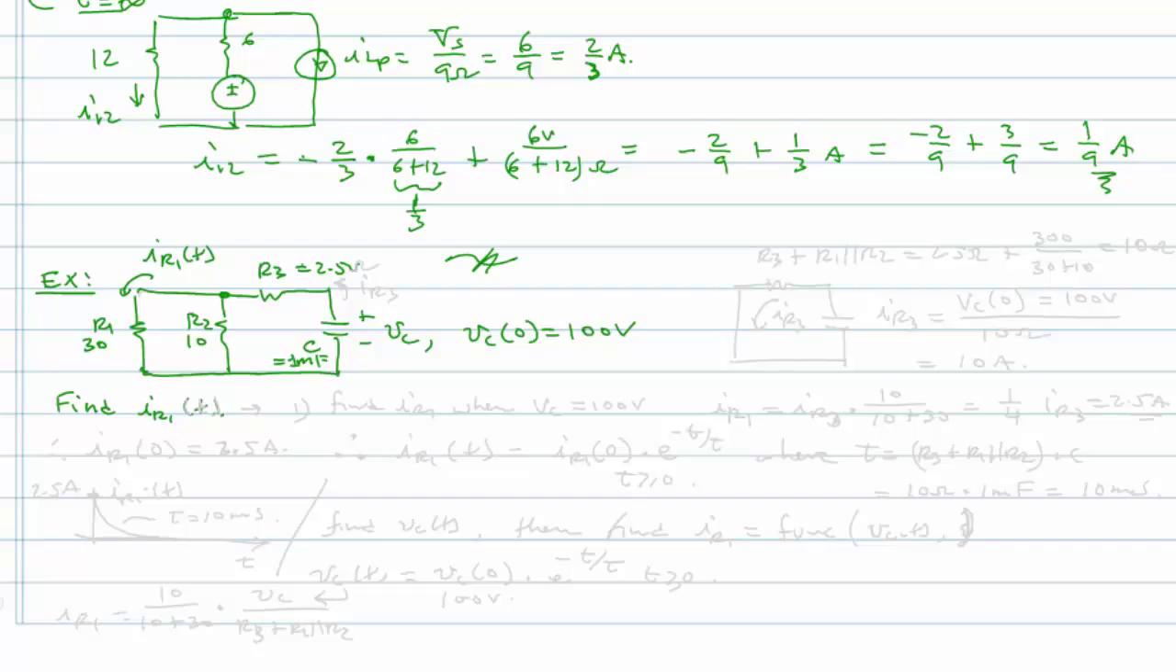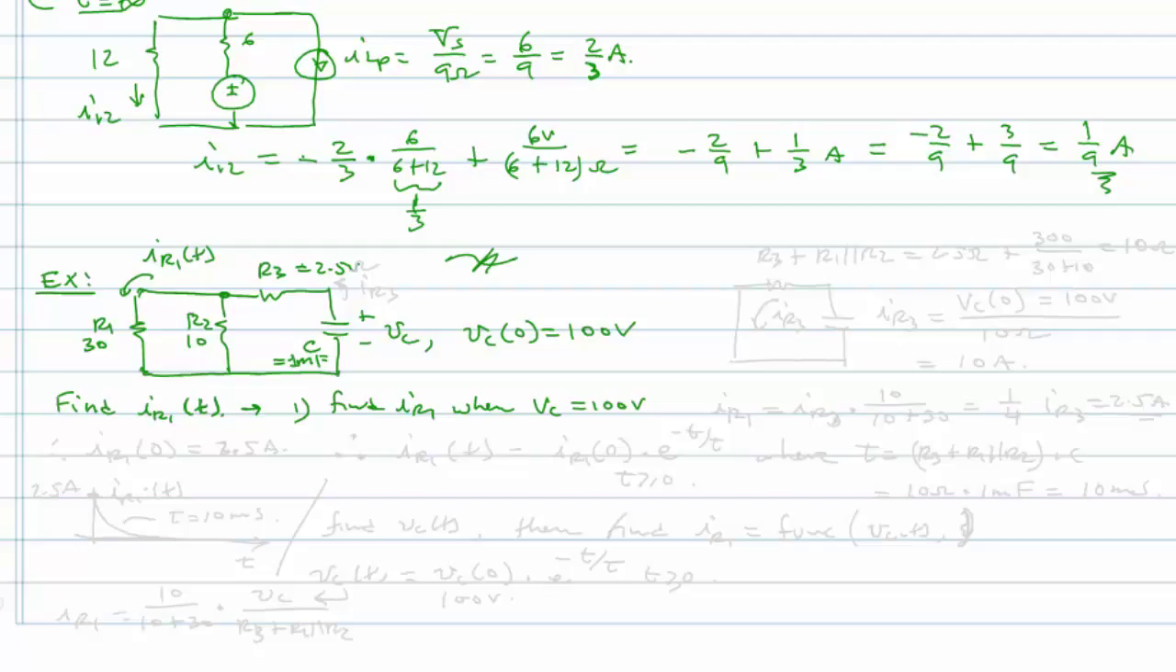So one approach would be, let me treat the capacitor like a voltage source that's 100 volts. Let me find the initial current flowing through R1, and then my solution will simply be that initial current times my exponential decay. So let me show you this way, and then maybe we'll go back and solve it the way we solved it previously. So here we go. I'm going to find IR1 when VC is equal to 100 volts.